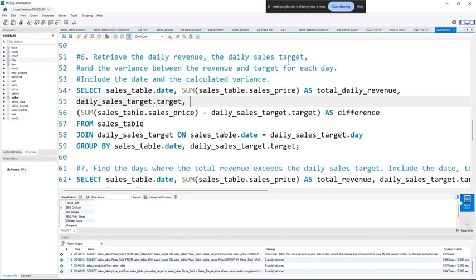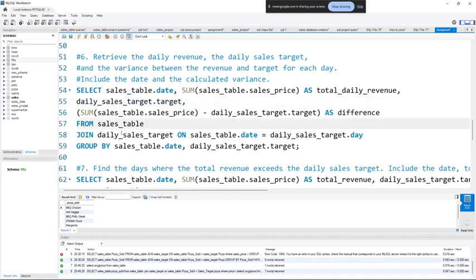That target is on the daily sales target table. So I need to put the table name and the column name. The column name is target. Then the next thing is the variance. That is the difference between this one that I calculated and this one here. That is variance, that is the difference.